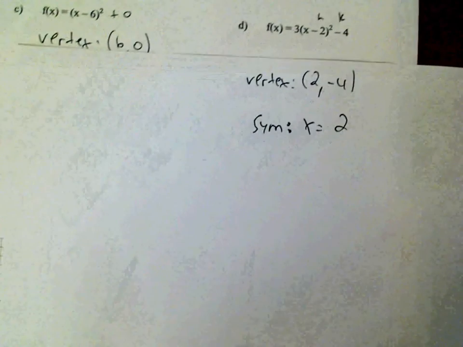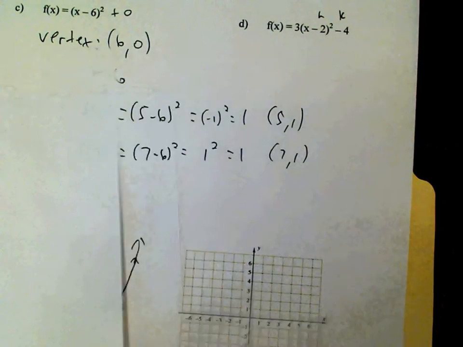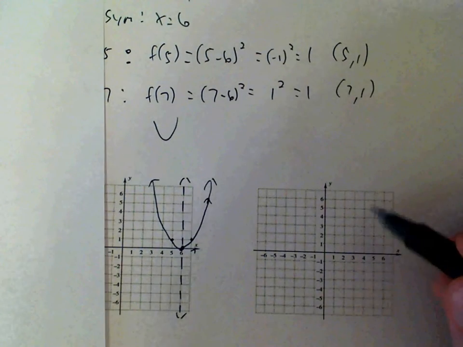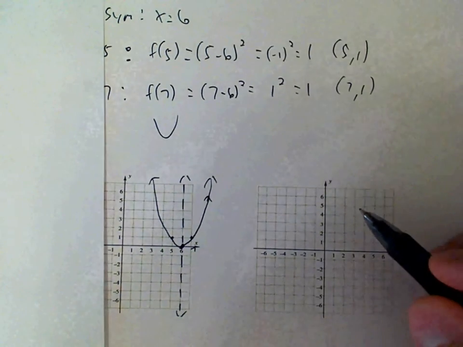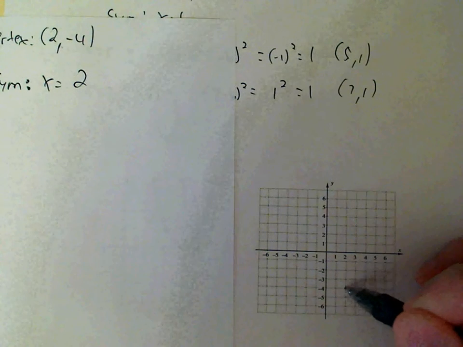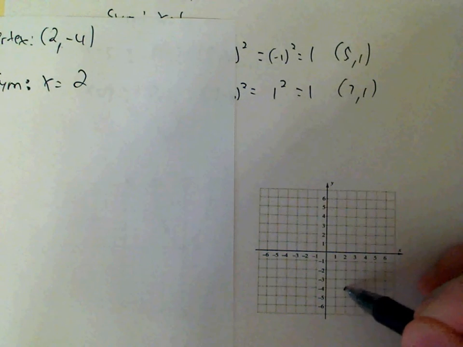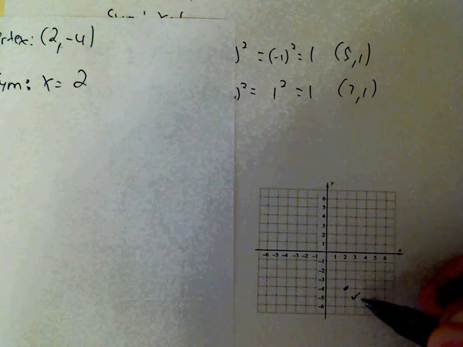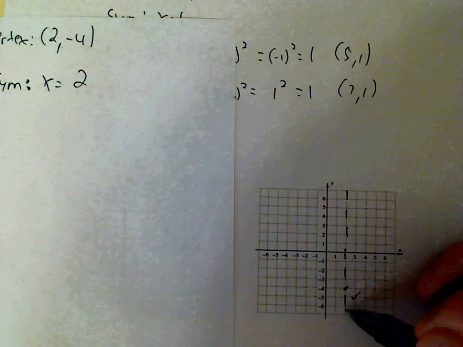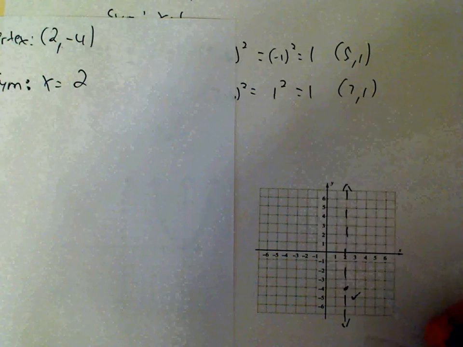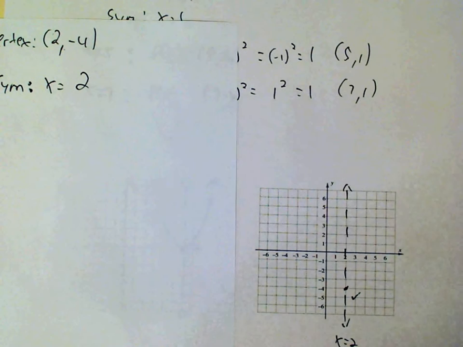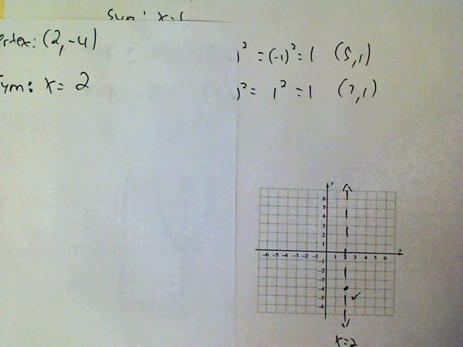I'm going to go ahead and plot those using this grid. So we got 2, negative 4, which is right here. That's our vertex. If you want to, you can put a V there. And then we're going to draw the axis of symmetry, which is x equals 2. And then, once again, I'm going to plot a couple points. You can use as many as you want. I'm feeling pretty good about myself.